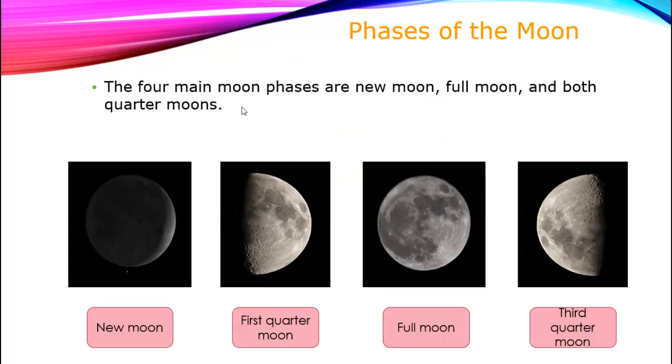The 4 main moon phases are new moon, full moon, and the two quarter moons. So, what are the 4 main moon phases? New moon, first quarter moon, full moon, and third quarter moon.